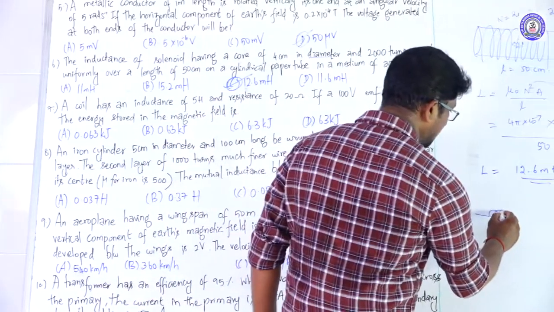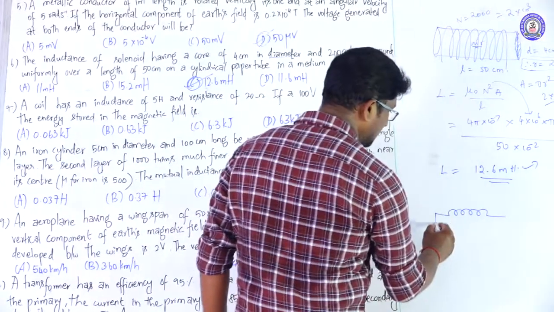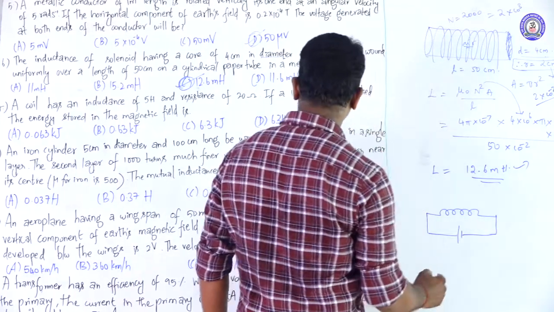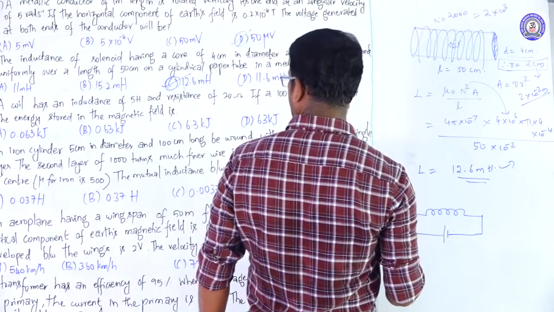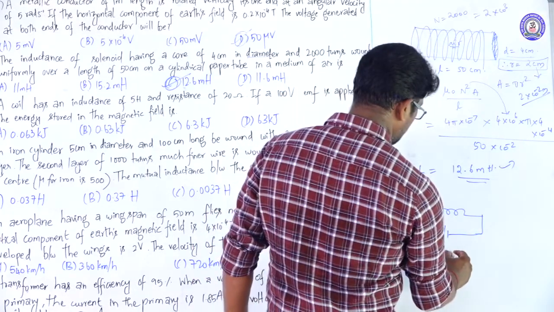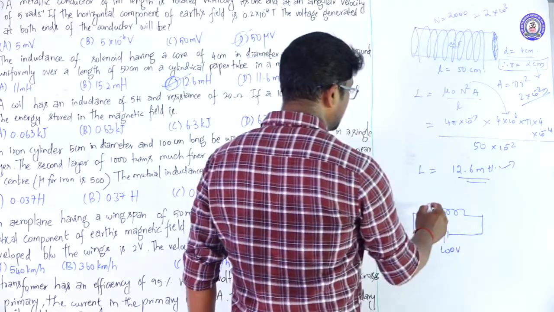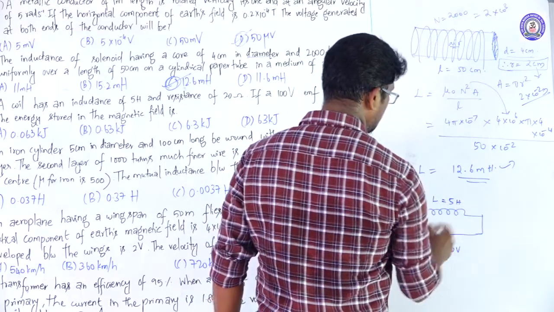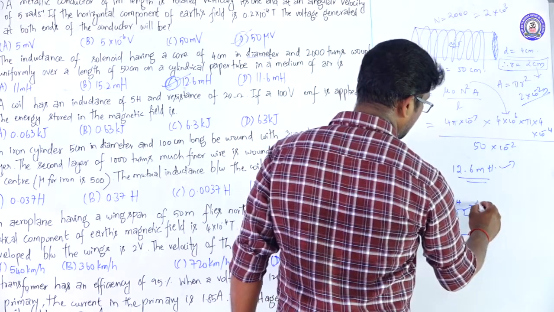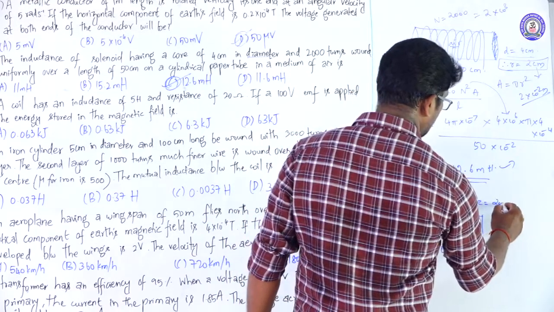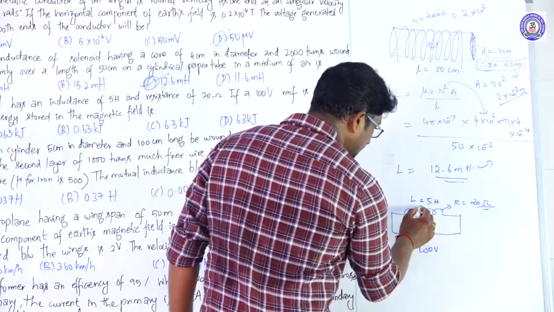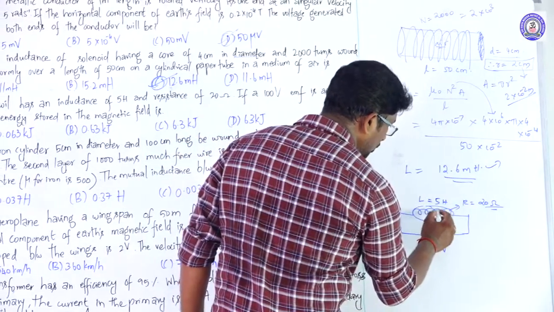So there is an inductor which is connected to a DC source. Voltage is 100 volt, self-inductance is 5 Henry, and the resistance of the coil R is equal to 20 ohm. We need to calculate the amount of energy stored in the magnetic field.